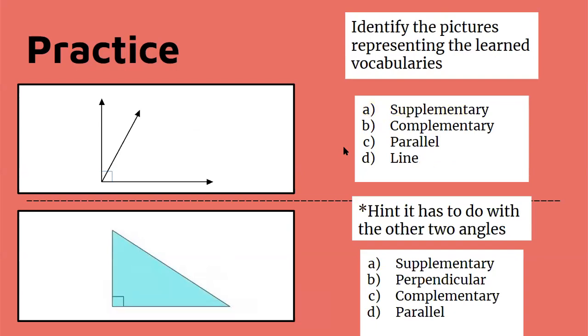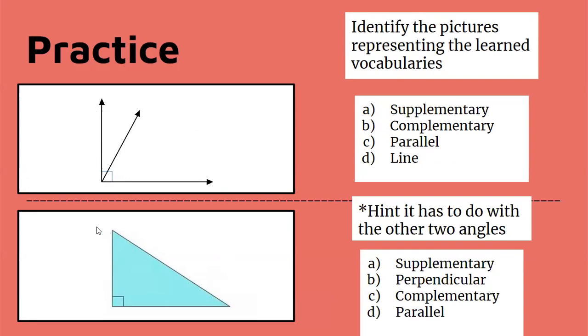Next practice. So the first image we have here is a line that is creating this angle right here, and a line that goes through it. So the options you have are supplementary, complementary, parallel, and line. Or A, supplementary, B, complementary, C, parallel, D, line.